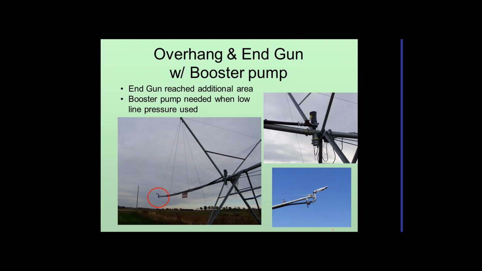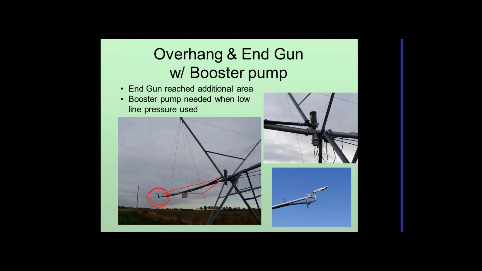On the end of each system, a lot of times there's an end gun. That's this out here in red, so that's the end gun. And this section here is called an overhang. The overhang can vary in length from 10, 20 feet to up to maybe almost 100 feet, depending on the system.